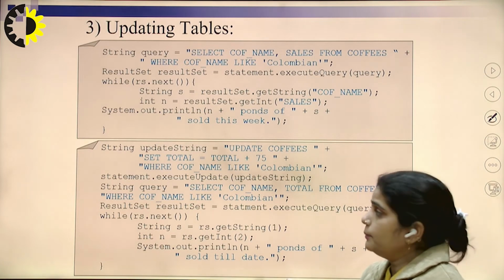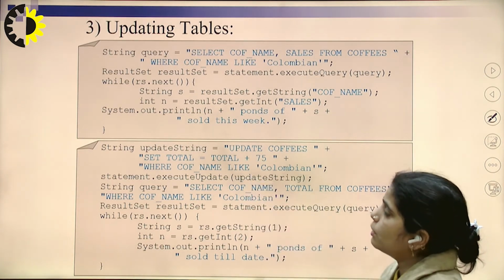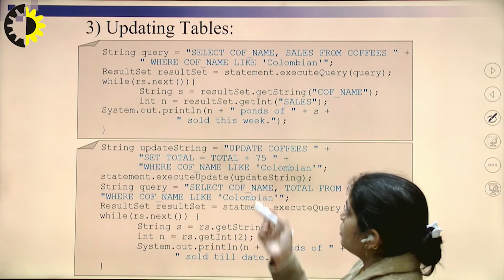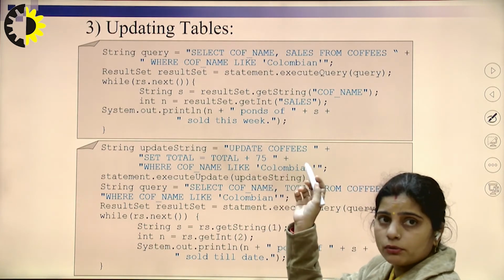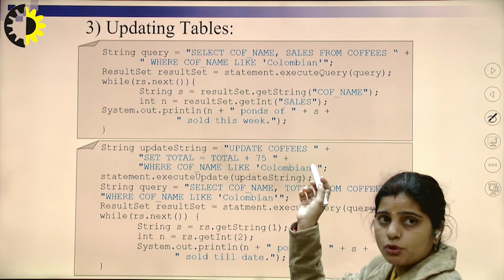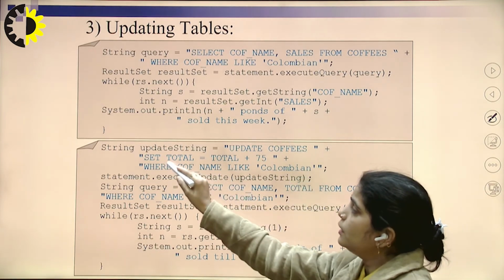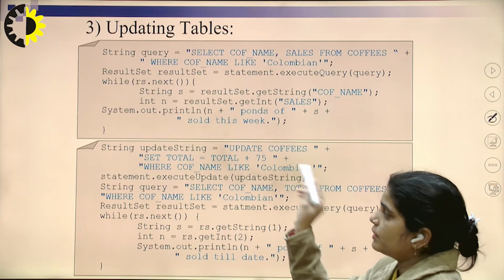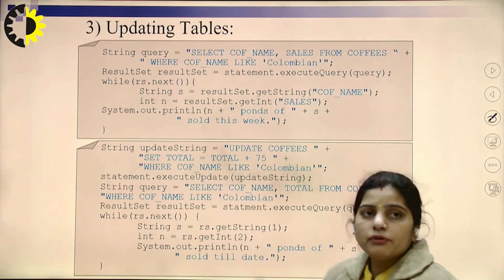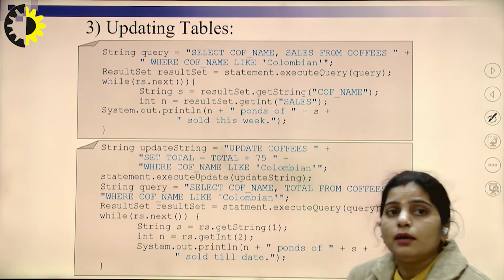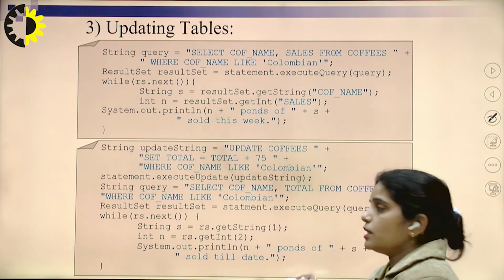Now the second statement is you are going to update the string. So update the coffee, which is the name of the table. We are going to update the table whose name is coffee, and we are going to set the total equal to total plus 75. Here we are going to update the value of total where the coffee name is equal to Colombian.